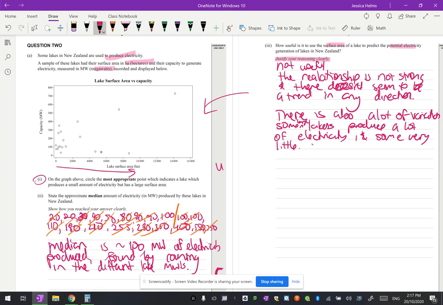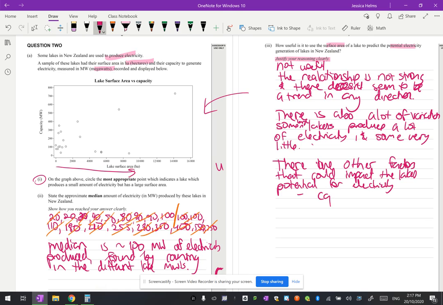The other thing is that the surface area isn't really a huge indication of the potential for a lake to produce electricity anyways. There's a lot of other factors. So yeah, we might want to talk about that. There are other factors that could impact the lake's potential for electricity.